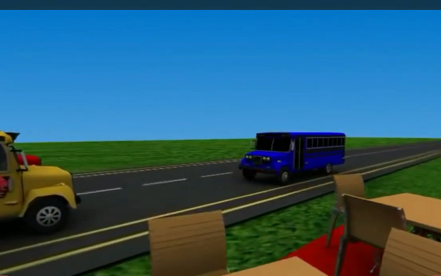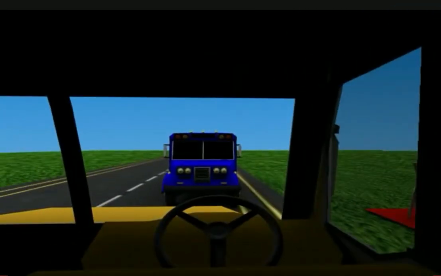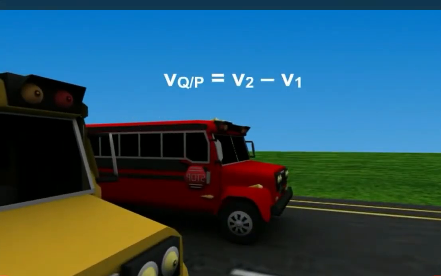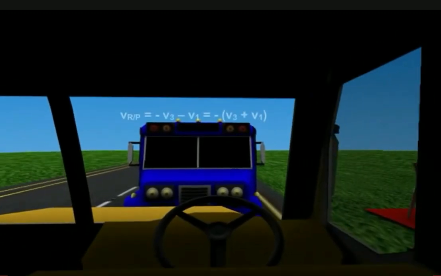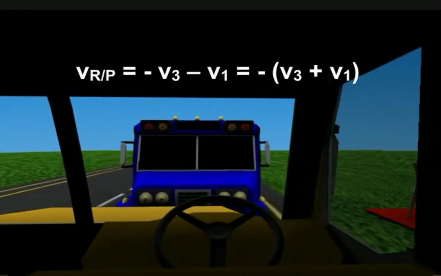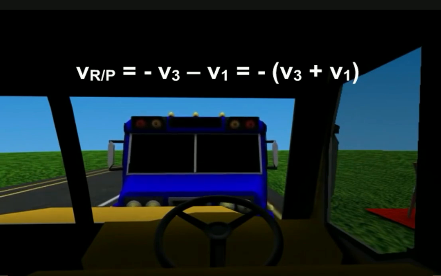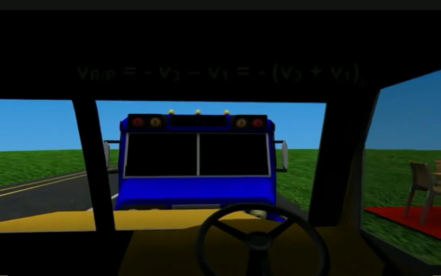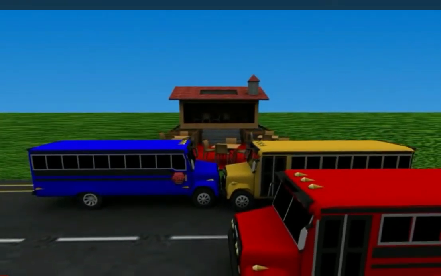Now, if the observer is traveling in bus P that is having velocity V1, then the relative velocity of Q with respect to P will be V2 minus V1. Similarly, relative velocity of R with respect to P will be minus V3 minus V1. That is minus of V3 plus V1. So, when the buses travel in opposite direction and collide with each other, the damage is more.